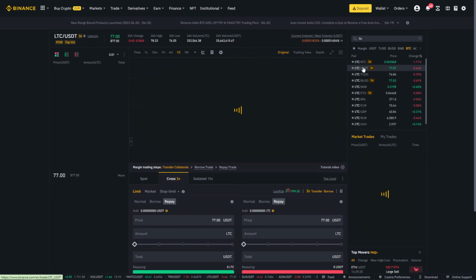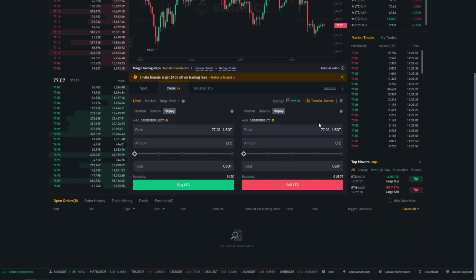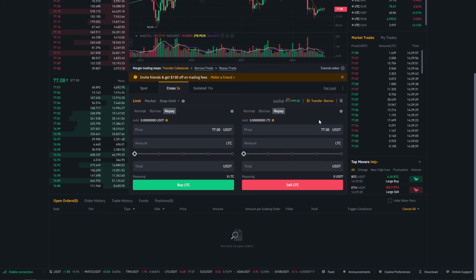So I select that here. I want to sell it. I want to sell it high and buy it back low. So my first thing is that I'm not going to be buying it. I'm going to be selling it. And I have two options.